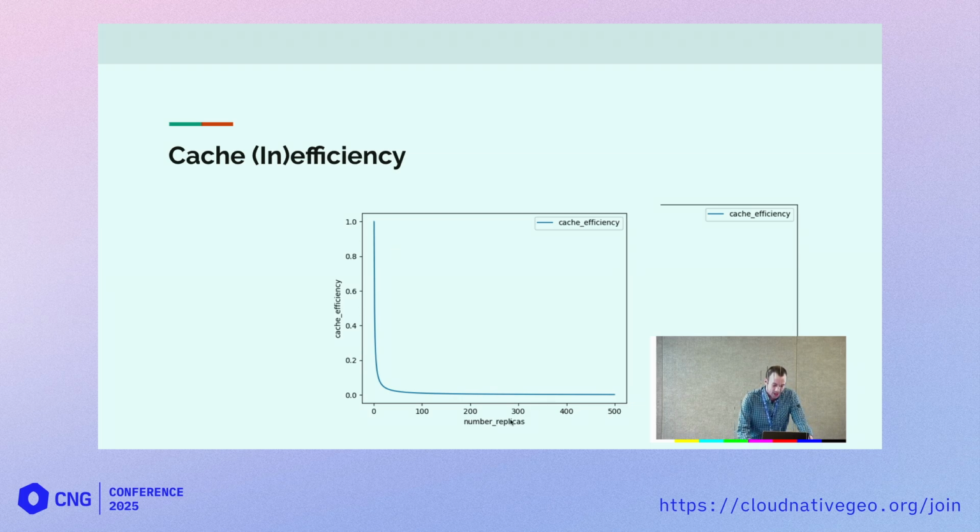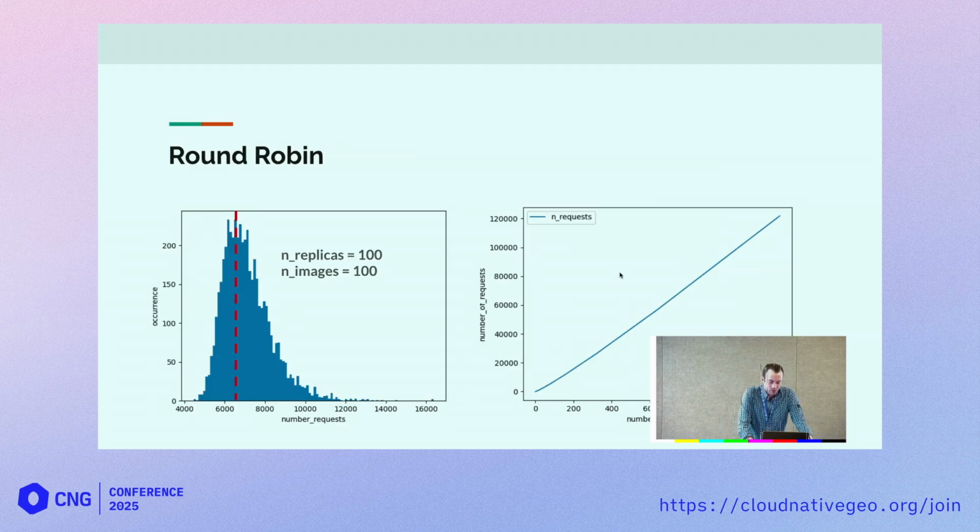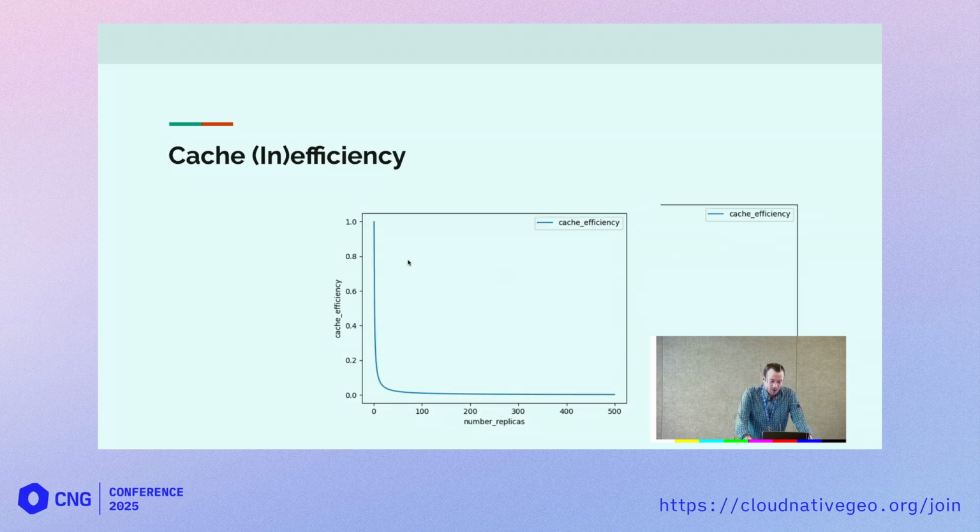This is really the bad part of this: you can take this graph and turn it into a metric, 0 to 1, of how efficient your cache is at different scales. And this is not good. This is a really bad graph, because basically your cache starts really, really efficient when you have a small number of replicas. And as you increase it, it very quickly drops to basically close to 0 efficiency.